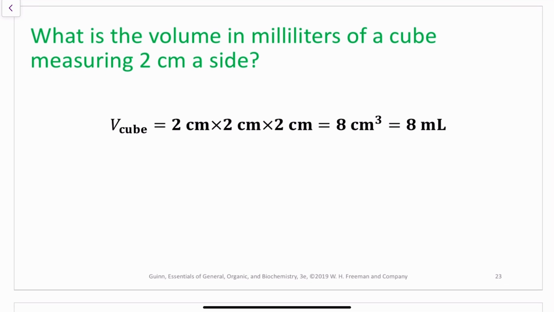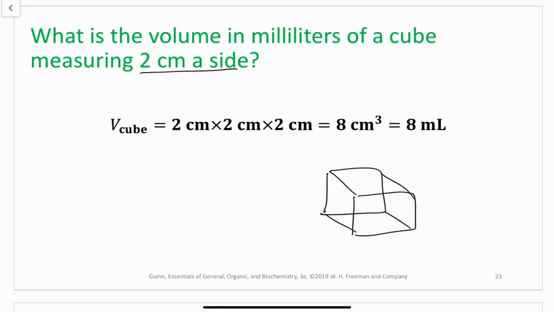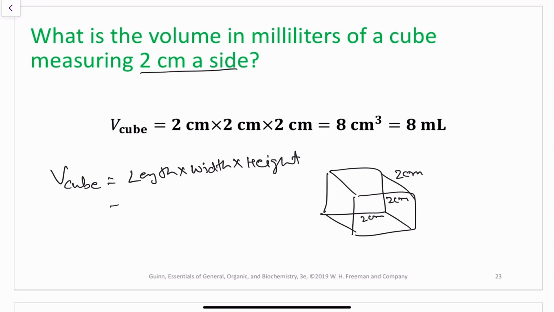So now let's do one more problem. What is the volume in milliliters of a cube measuring 2 centimeters on a side? Let's say you have a cube, and each side of the cube is 2 centimeters. What's the volume? We already know the volume of the cube is length times width times height, right? So it's 2 centimeters times 2 centimeters times 2 centimeters, which is 8 cubic centimeters.